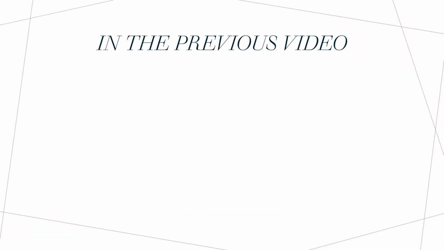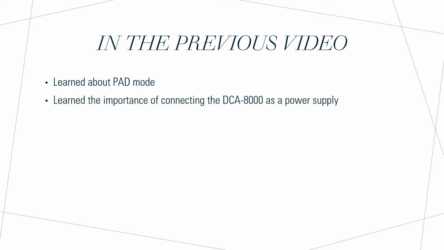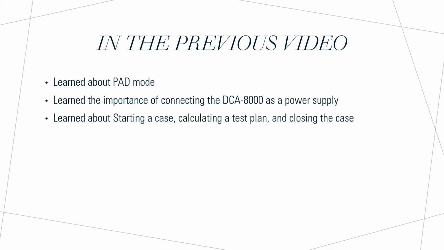Okay, in the previous video we looked at a number of different things. The first thing we looked at was pad mode, or diagnostic mode, the mode that the vehicle needs to be in where all the ECUs are communicating with ISTA. We also learned about the importance of connecting the DCA 8000 as a power supply. It is the only tool that we have that is able to produce the amount of amperage needed to sustain pad mode. Then we also learned about starting a case, calculating a test plan, and then closing that case once we were done with it.